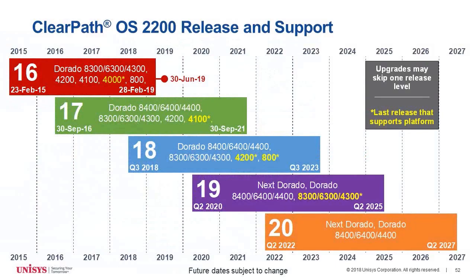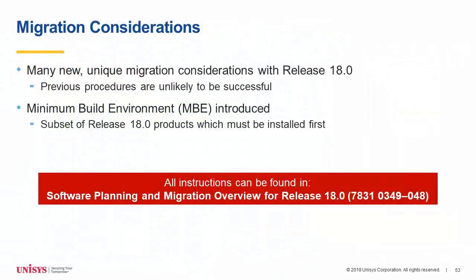One thing to note when considering your migration path is we allow clients to skip one release level. For instance, if you are currently on Release 16, we support upgrading directly to Release 18. Special considerations for a given upgrade path can be found in Release 18 documentation. I mention these migration considerations with emphasis because Release 18.0 introduces many new and unique migration considerations, to the point where any previous procedure you may have used in the past is not likely to be successful when migrating to Release 18. This underscores the importance of consulting our software planning migration overview for Release 18 when planning your OS 2200 migration.